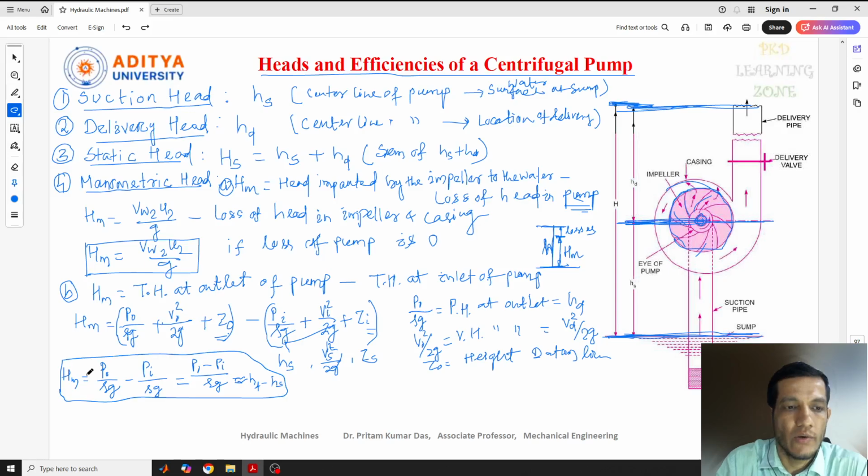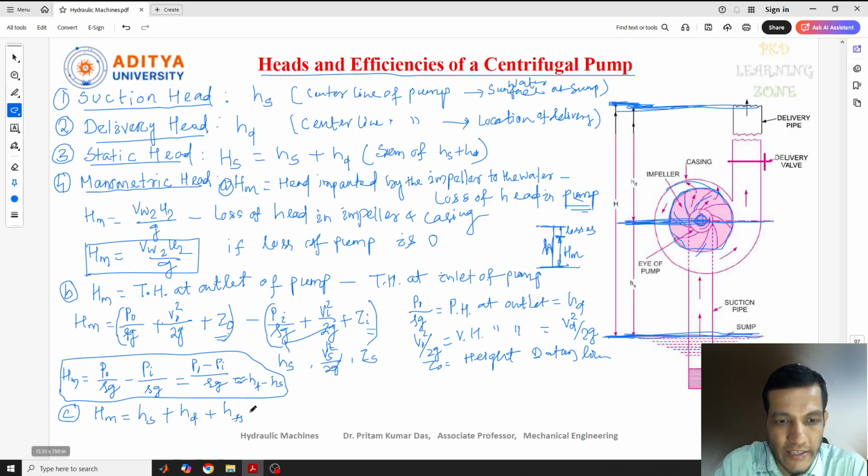And one more formula is there for this Hm, the manometric head. What is the formula for this? Hs, suction head, plus Hd, delivery head, plus Hfs. Hfs is nothing but the frictional head loss. As I told you, frictional loss, when will it come? When major loss will be there. Major loss means when the flow is flowing in the pipe.